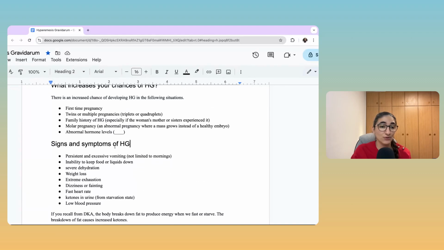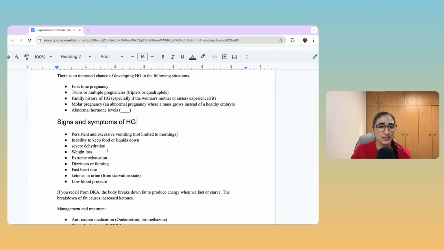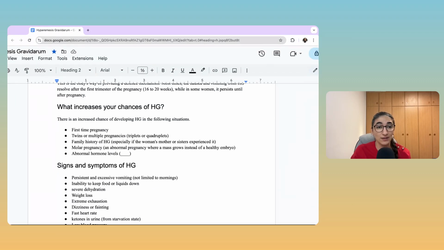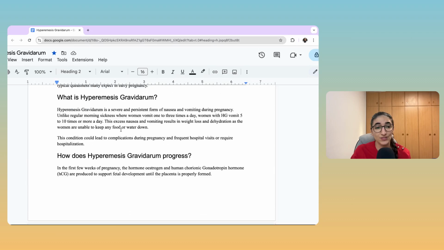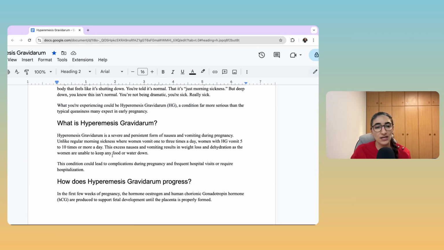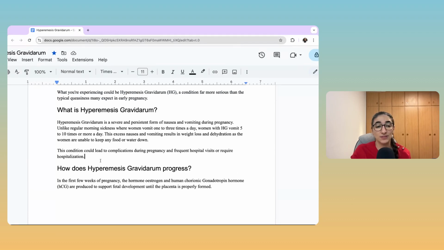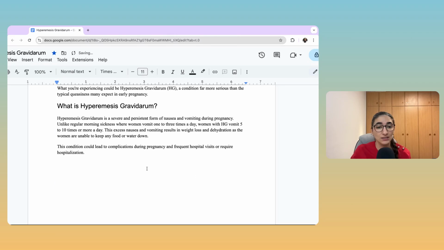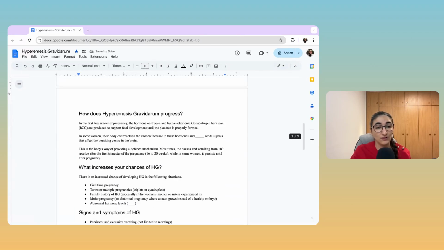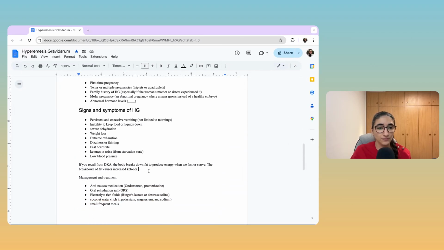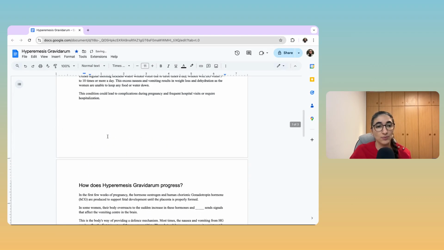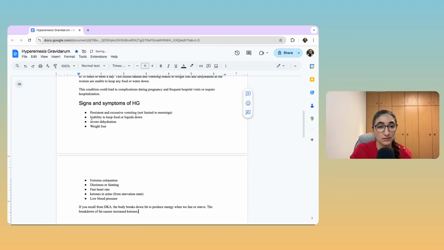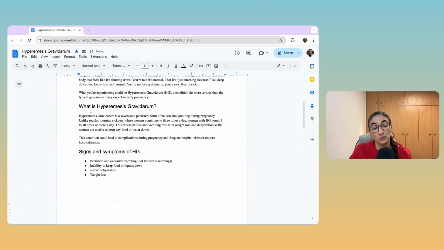I might actually rearrange this. So signs and symptoms might be up here because we've defined it. So what is it? And I'd probably put signs and symptoms in this space here. So if I just move that around, then it probably makes more sense underneath the what it is.